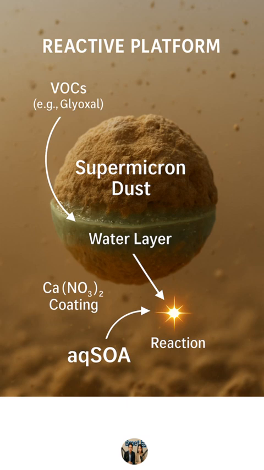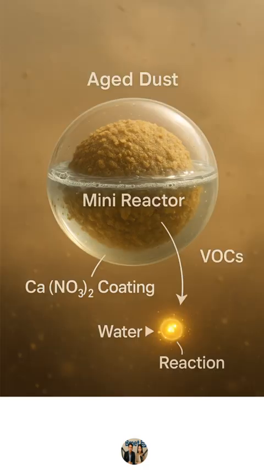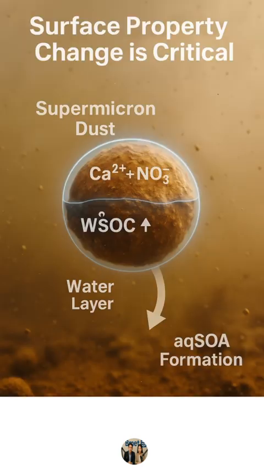The key is aging. As dust drifts across the atmosphere, its surface often gets coated with calcium nitrate, and that coating absorbs water even under typical humidity. Suddenly, each dust grain becomes a tiny microscopic reactor, the perfect place for aqueous SOA to form. So the change in the dust's surface properties is absolutely critical.